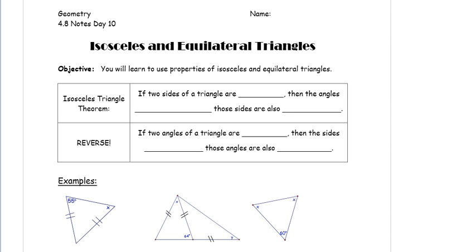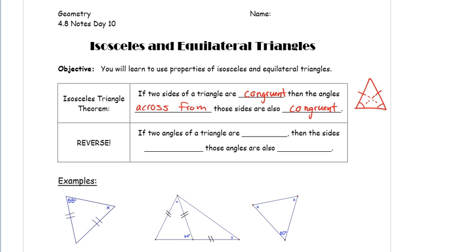So, isosceles triangle theorem, pretty simple. If two sides of a triangle are congruent, then the angles across from, I guess it should say, across from those sides are also congruent. So if you had something like this, these two sides are congruent, the angles across from them, kind of going across, are going to be congruent as well.